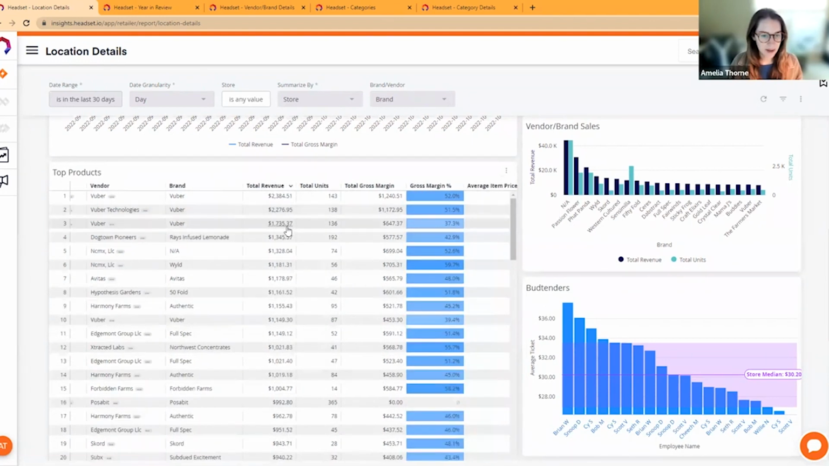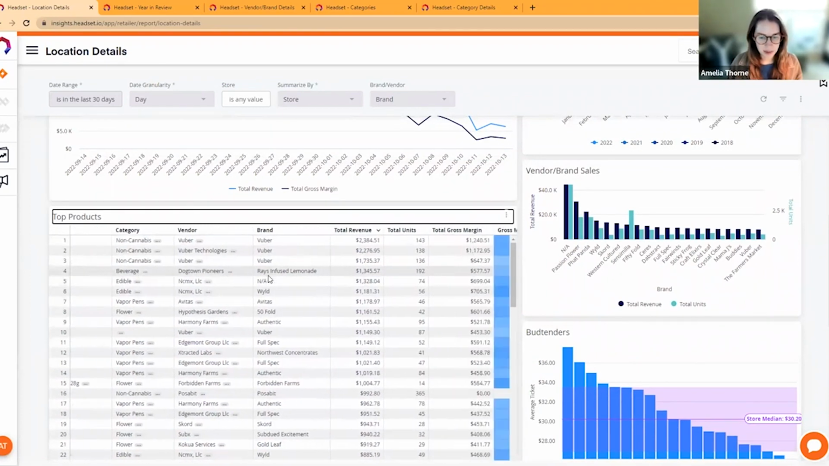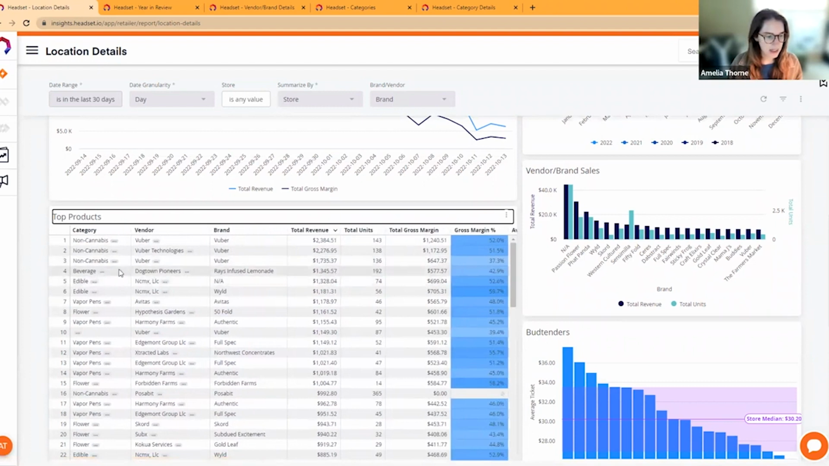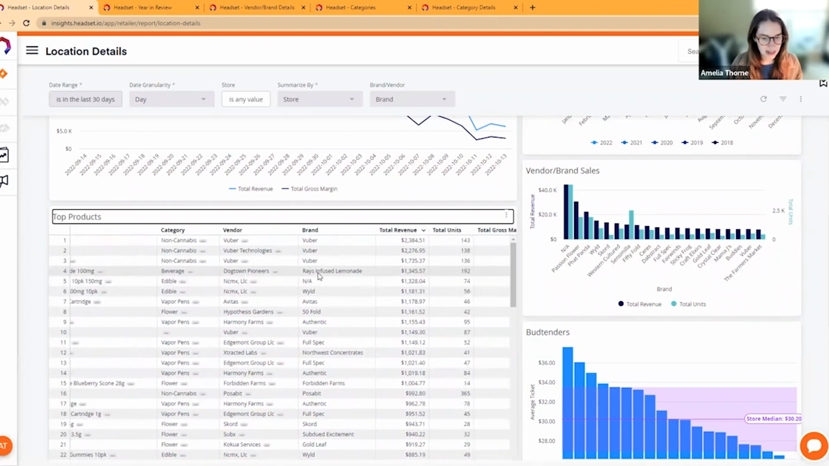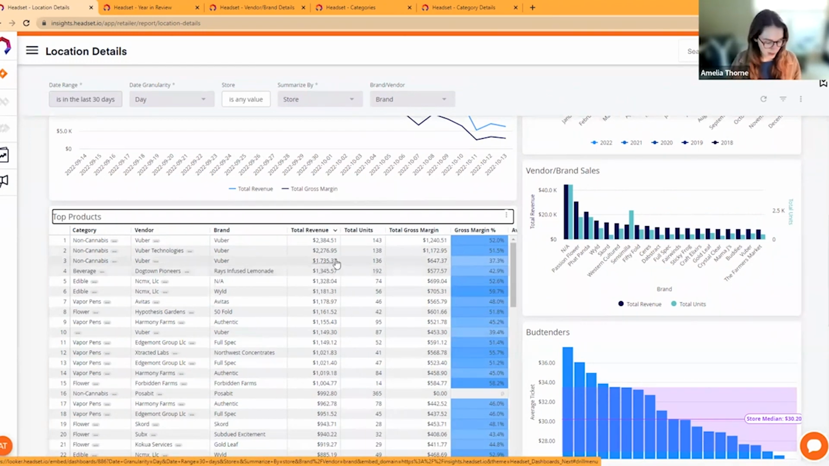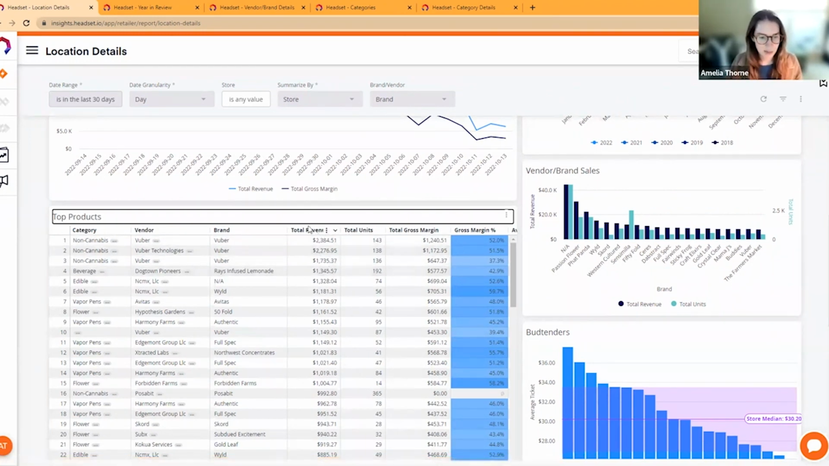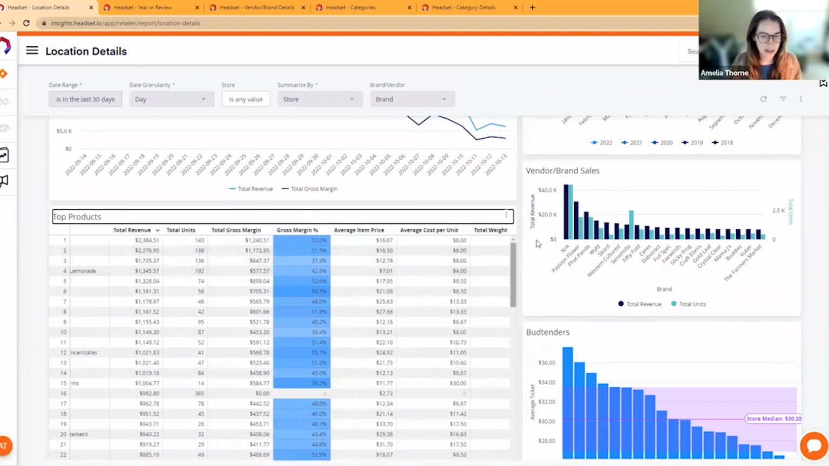If we sort it that way, we'll see a little bit of difference. Again, a non-cannabis related item, probably some sort of technology, but let's see this beverage. Wow, a beverage. Okay, Ray's Huckleberry Lemonade. In terms of total revenue, this is our 4th highest revenue product, which is pretty cool actually. So anyway, you get the point. You can do this by many different columns. Gross margin is here too, average item price, all that good stuff.